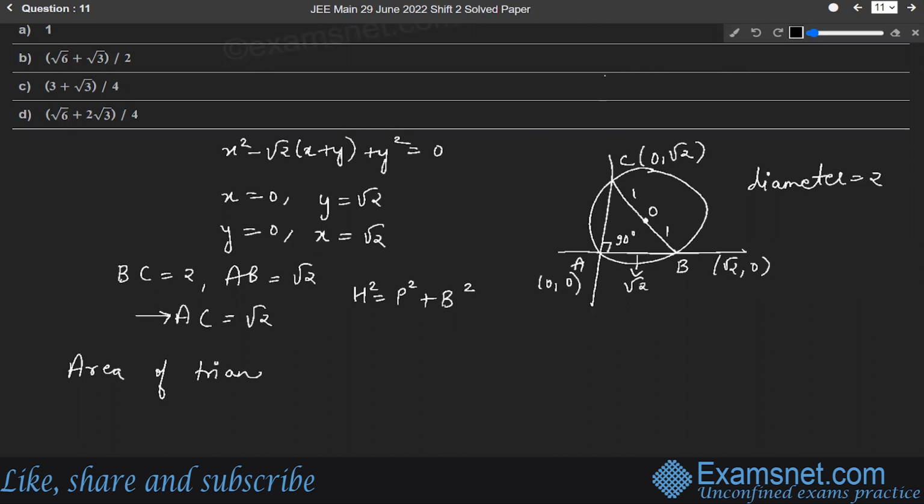Area of triangle is equal to half into base into height. So half into, what is the base? Base is AB, into height. What is the height? Height is AC. So the area will be half into AB into AC.